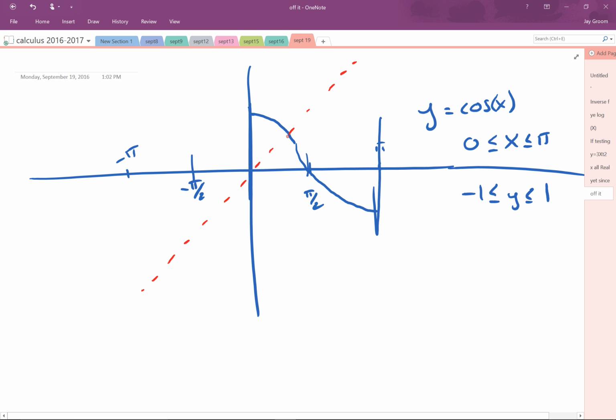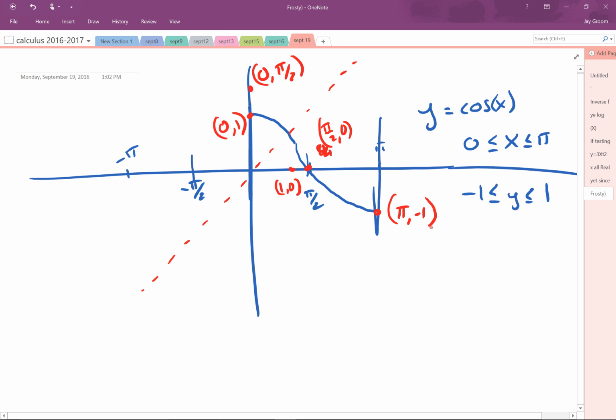Now, what about these guys up here? What are they going to do? Well, this point here is pi over 2 comma 0. Where is he going to be? He'll be up here somewhere, at 0, pi over 2. And this point here, which is 0, 1, is going to be where? 1, 0. And these points down here, for instance, at pi comma negative 1, where is he going to show up? Negative 1, pi. So it's going to look something like this.